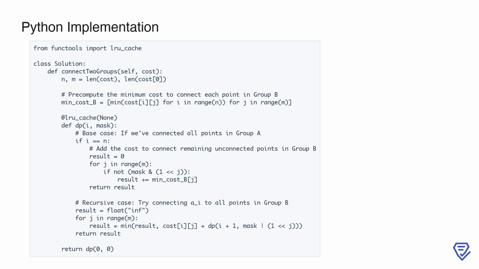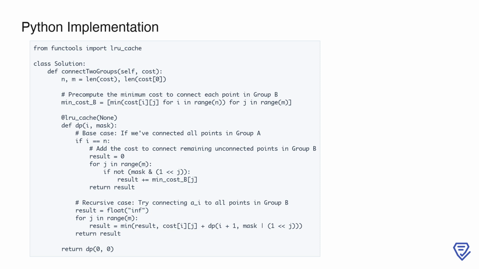In the recursive case, for each point in group A, we try connecting it to all points in group B. For each connection, we calculate the cost of the connection, cost[i][j], and add the result of the recursive call for the next point in group A, dp(i+1, mask | 1<<j). The bit mask is updated to reflect the new connection. We take the minimum result across all possible connections. Finally, the solution starts by calling dp(0, 0), which initializes the process with the first point in group A and an empty bit mask. The function returns the minimum cost to connect all points in both groups, satisfying the problem constraints.